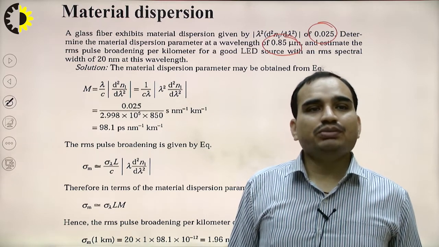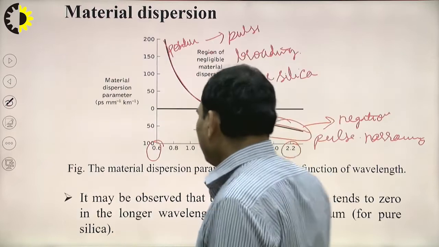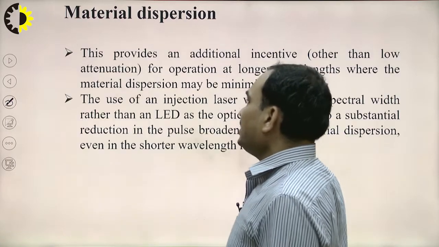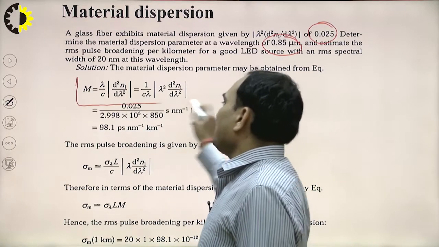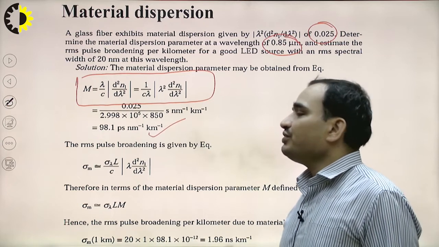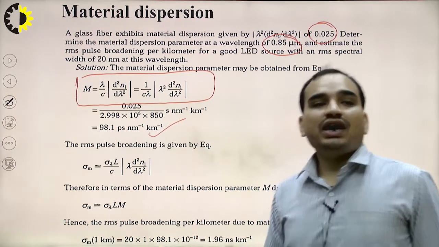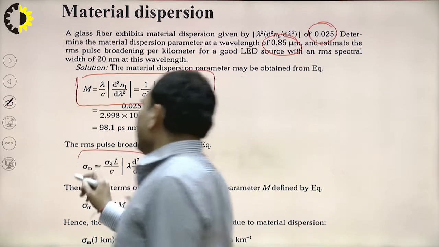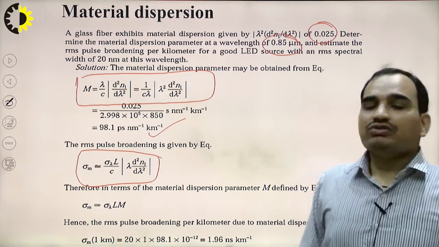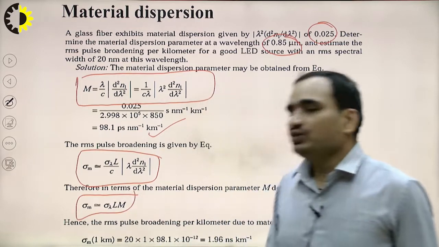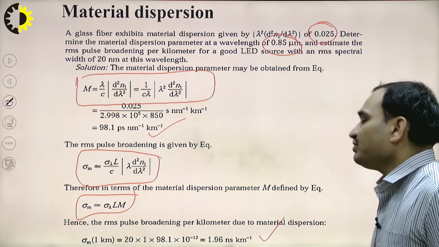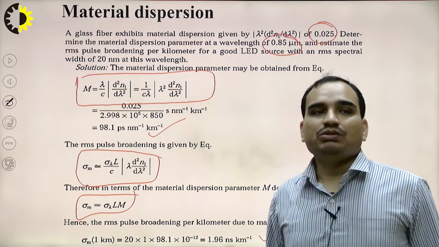The material dispersion parameter M can be calculated using the formula we have seen, that is M = (λ/c)(d²n₁/dλ²). Further simplifying and substituting the values, we get 98.1 picoseconds per nanometer per kilometer. The RMS pulse broadening is given by σ_M = σ_λ L M. Substituting the values, we get the RMS pulse broadening as 1.96 nanoseconds per kilometer.